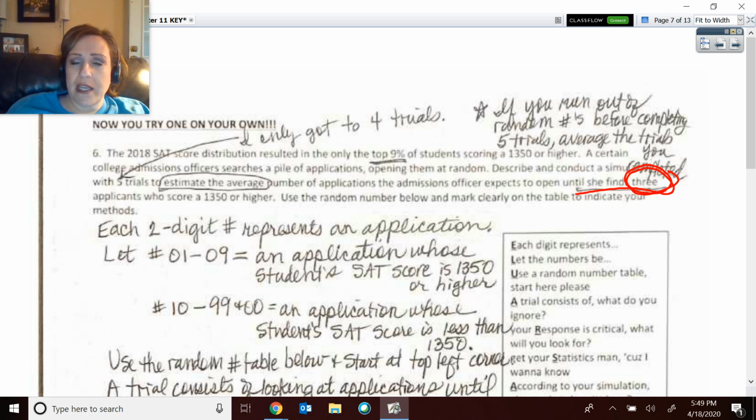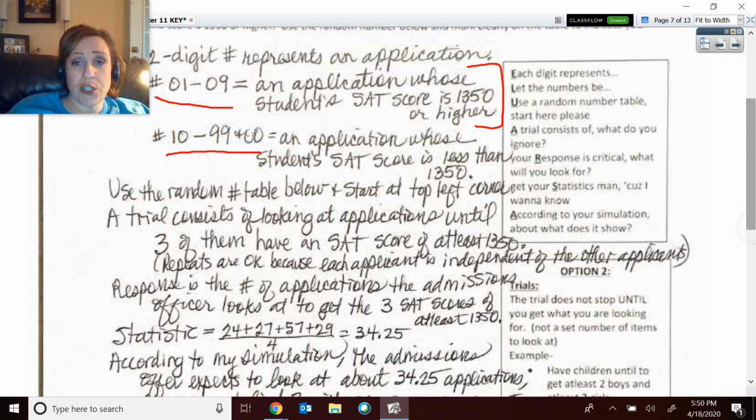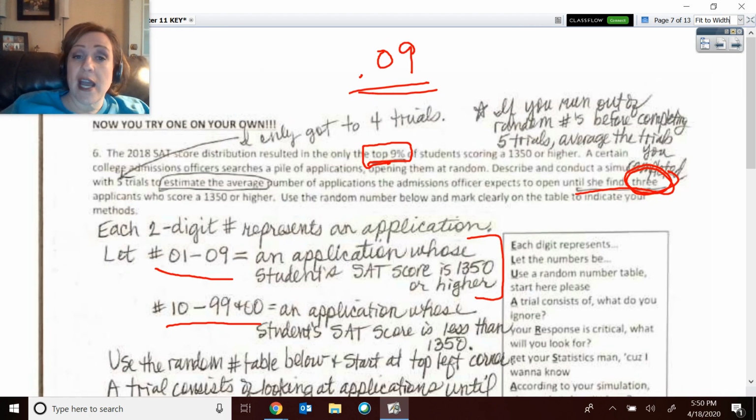All right. So because we had this 9% component, that's 0.09, that was the probability. Therefore, I had to be accurate to the ones place. So that's why I had to do 2-digit numbers. Okay, so each 2-digit number represents an application you are looking at. I let 01 to 09 be those ones with the high SAT score, and the rest, 10 to 99, including 00, are ones that are less than 1350. Use the random number table, start at the top left corner. And so a trial consists of, what do you ignore?